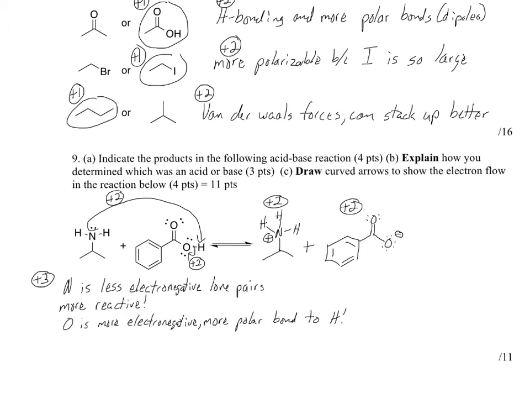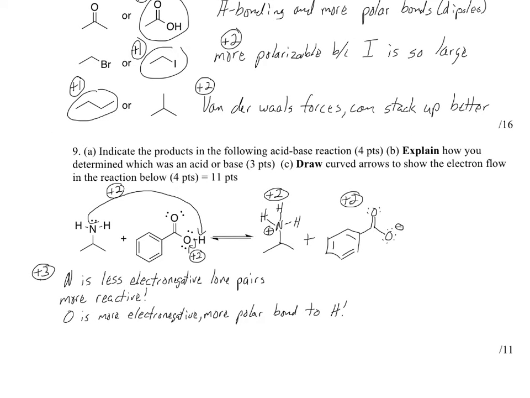Here's your acid-base question. Indicate the products in the following acid-base reaction. Explain how you determine which is an acid or a base. And then draw curved arrows to show the electron flow in the reaction. So the first one, indicate the products.